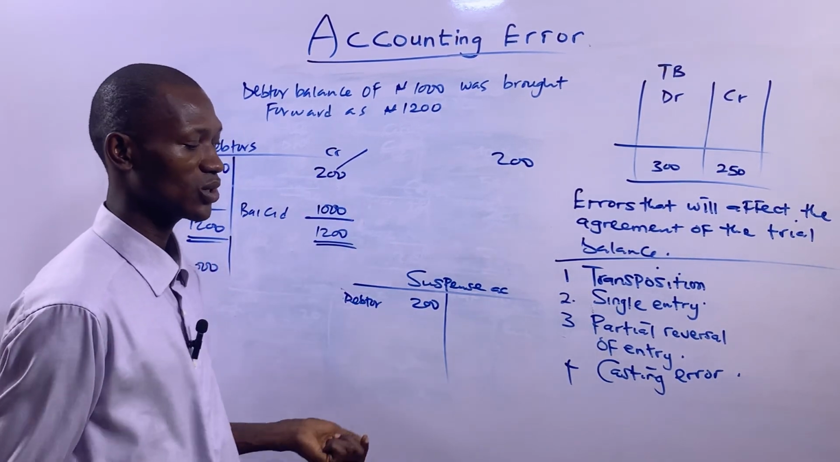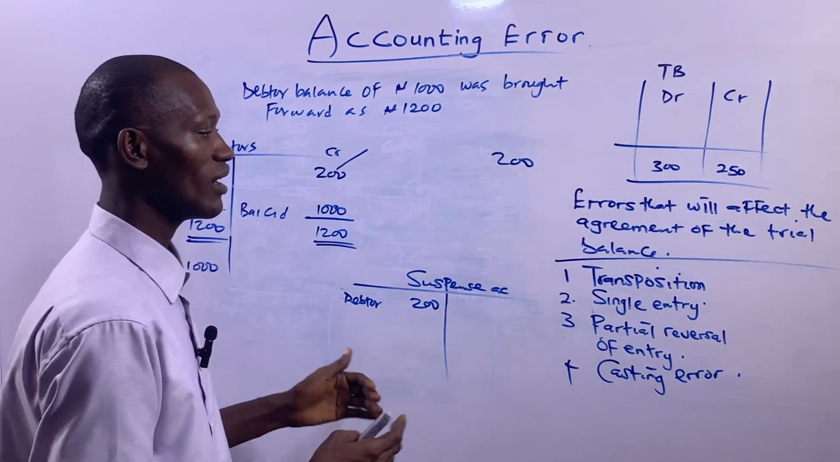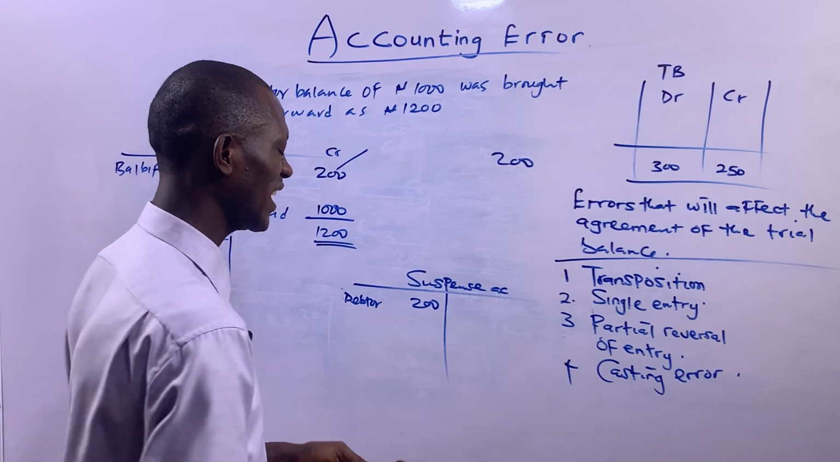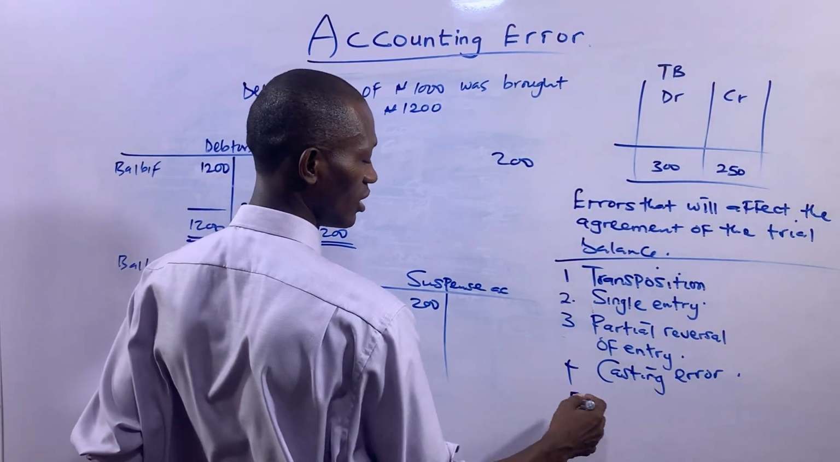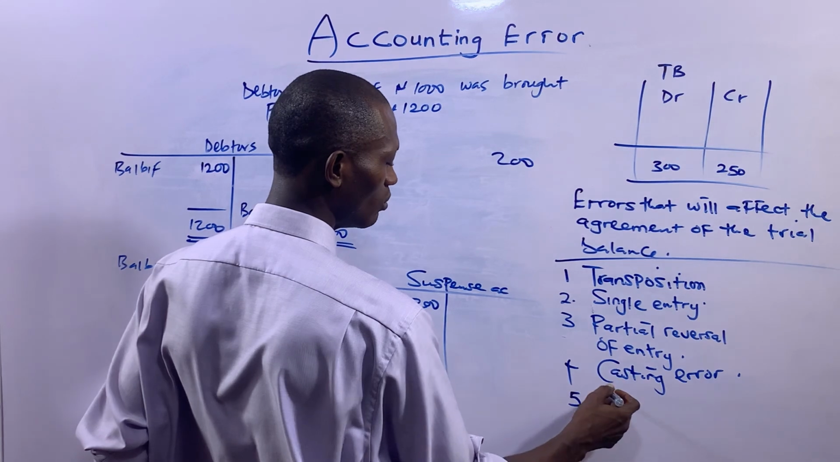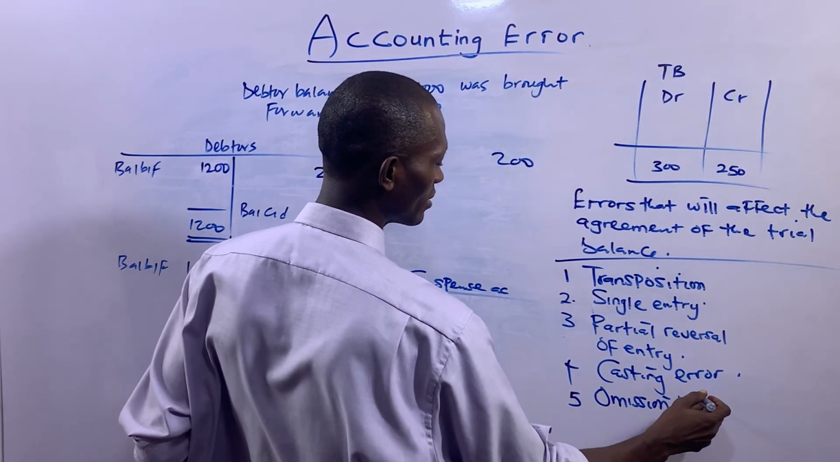So that's with respect to errors that will affect the agreement of the trial balance. Then number five, most times this one is self-explanatory: omission of balances.